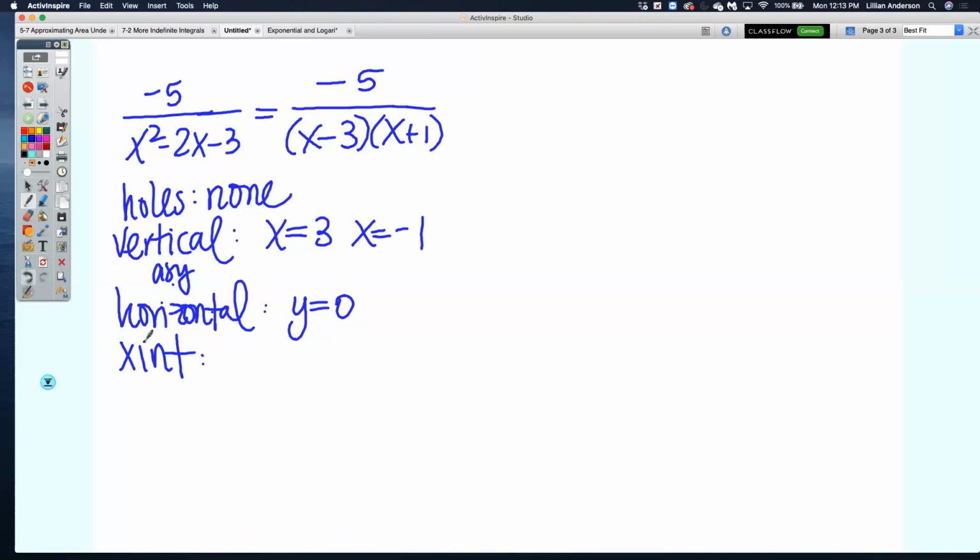X-intercepts? No. None. When I set -5 equal to 0, that's not a true statement, so I won't have any of those. But do I have any y-intercepts? Five over 3? Yep, because you'll get -5 over -3, so it'll be positive. Yep. And that was everything, right? All the pieces we need to find? Okay. So now let's graph this.